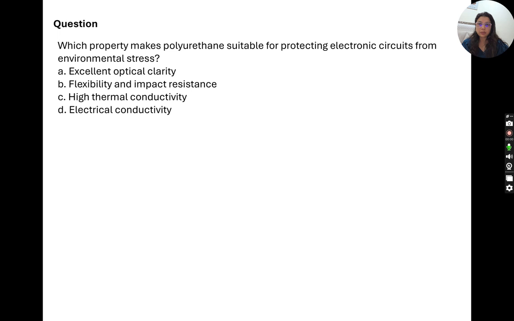The first question is: which property makes polyurethane suitable for protecting electronic circuits from environmental stress? As we just read about polyurethane and its different properties, I think you are able to solve this question very easily. The options are: excellent optical clarity, flexibility and impact resistance, high thermal conductivity, and electrical conductivity. It's a very simple question. I'm expecting many answers.